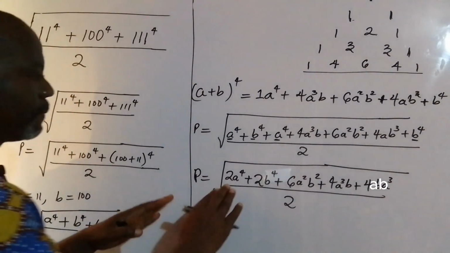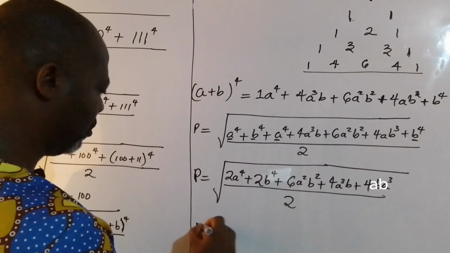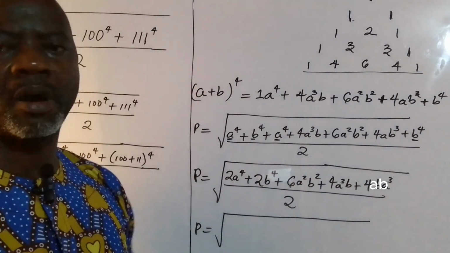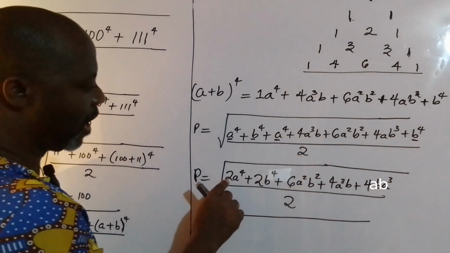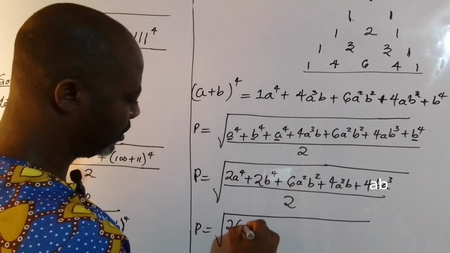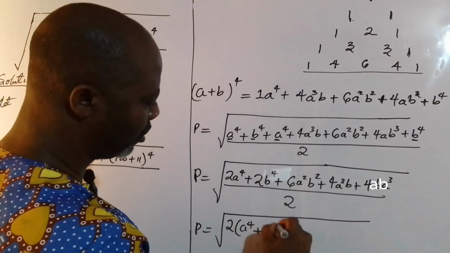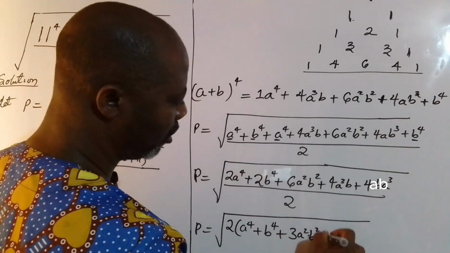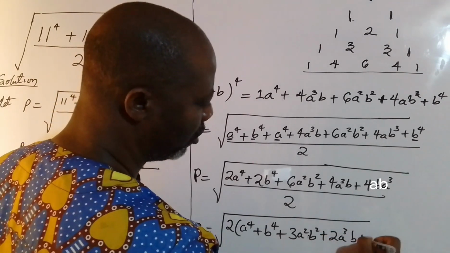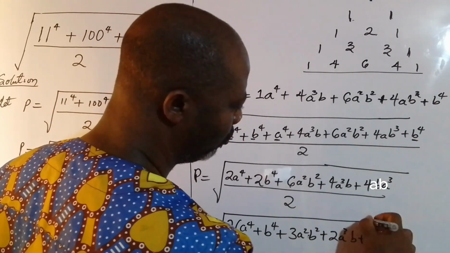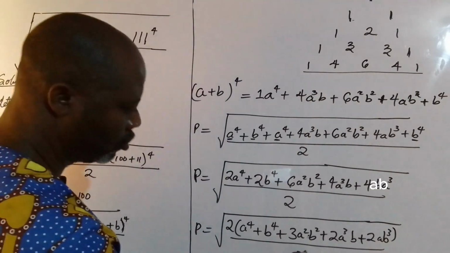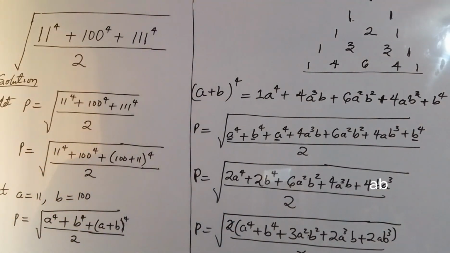All right. So from here now, you can see that the numerator of the fraction under the square root sign is divisible. They are all even numbers. So I can factor out 2. So I have 2 brackets, a to the power of 4 plus b to the power of 4 plus 3a squared b squared plus 2a cubed b plus 2ab cubed, all close brackets, all divided by 2. So you can see now here that 2 and 2 will cancel out.